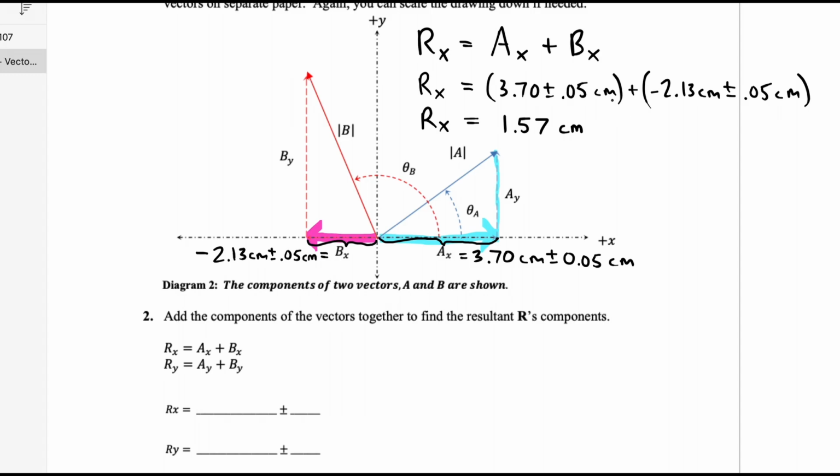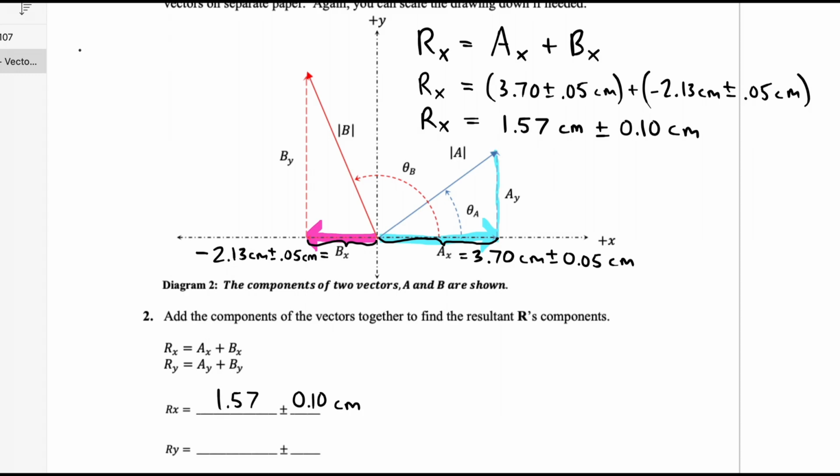And what I'll do is I'll just add the uncertainties together to say that I could be off by as much as 0.10 centimeters. That's just an easy upper bound for the error. Just adding the uncertainties together when you're doing an addition of two measurements. So we'll put that here.